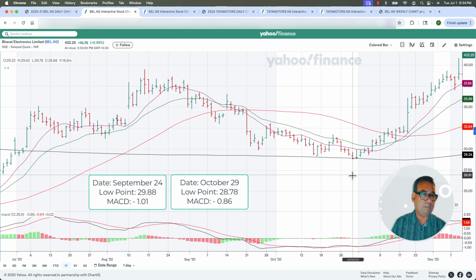But if you look at the bottom left side, the MACD line was minus 0.86, which is higher than MACD line on 24th September. So this is a classic case of MACD bullish divergence. Price makes a new low, but MACD line does not.